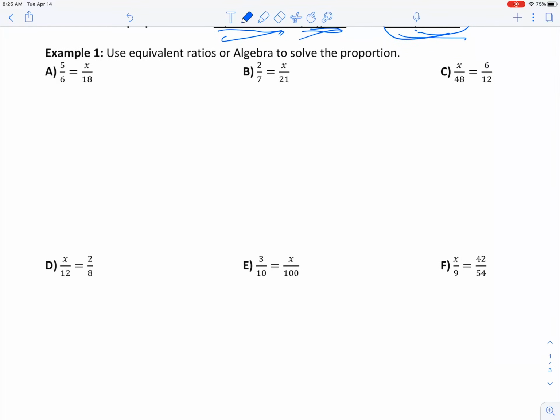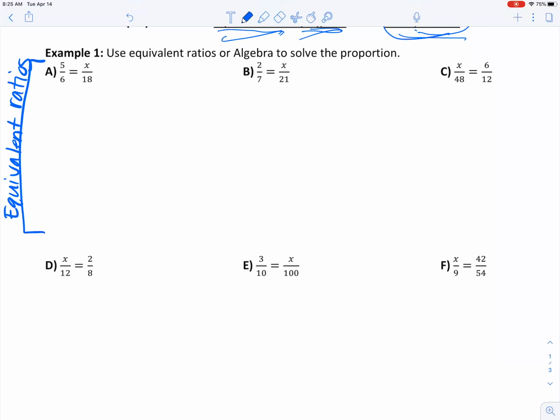Example 1, it says use equivalent ratios or algebra to solve the proportions. So for letters A, B, and C, for this chunk right here, I'm going to show you using the equivalent ratios method, okay? And then I'll show you the algebra way for the next set. So taking a look at these, in letter A, I have 5 over 6 equals x over 18.